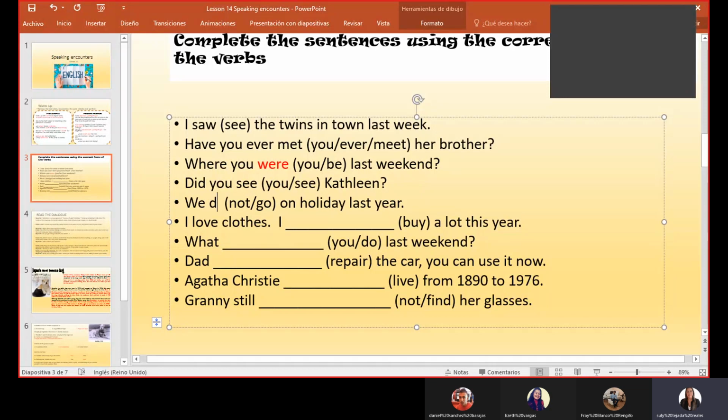Y aquí, ¿cómo sería? Teacher, es que casi no se. We didn't go. We didn't go on holiday last year.